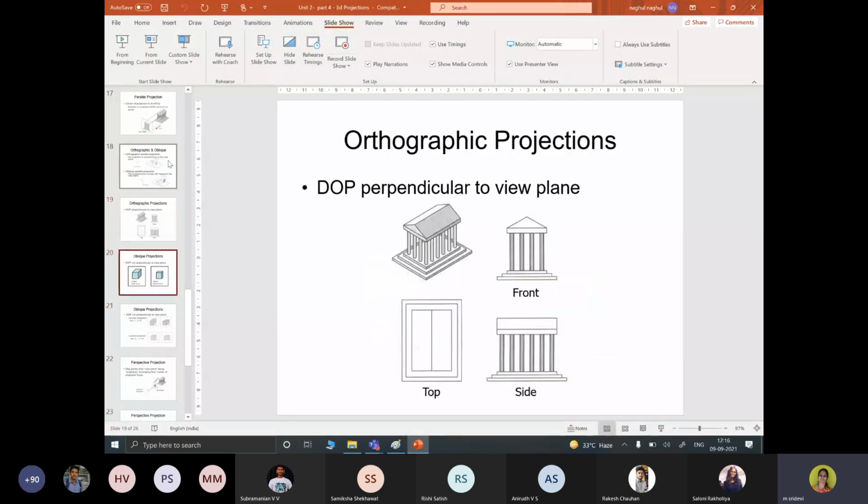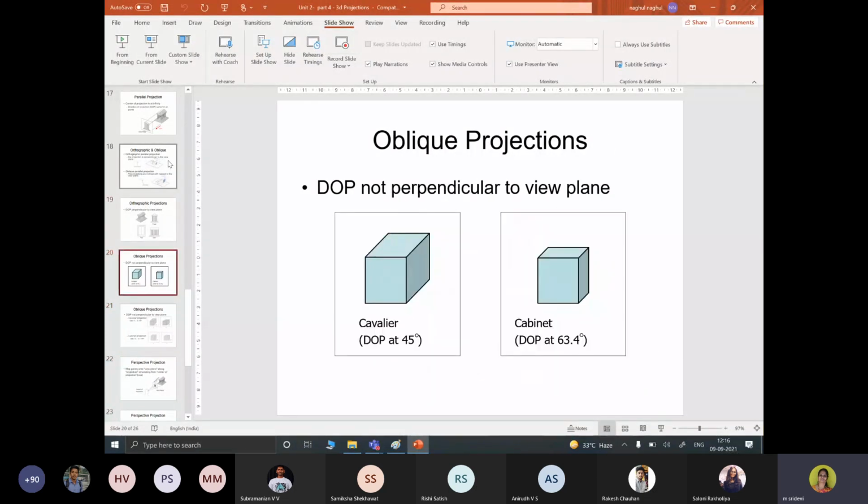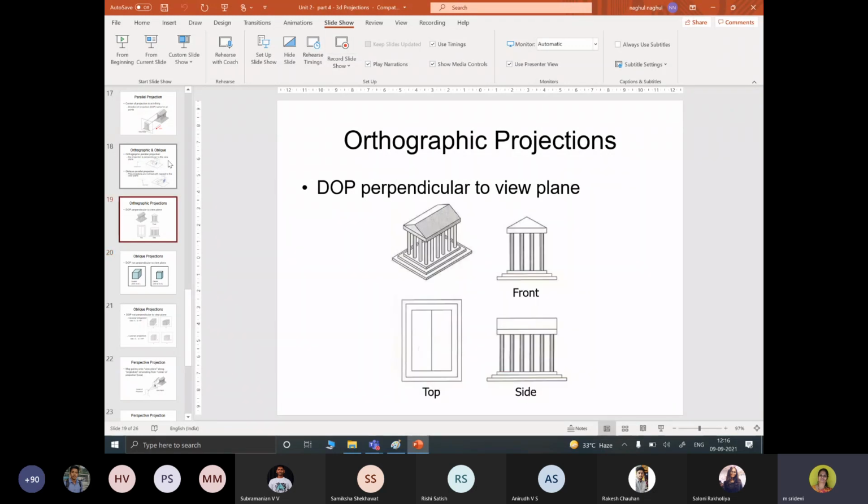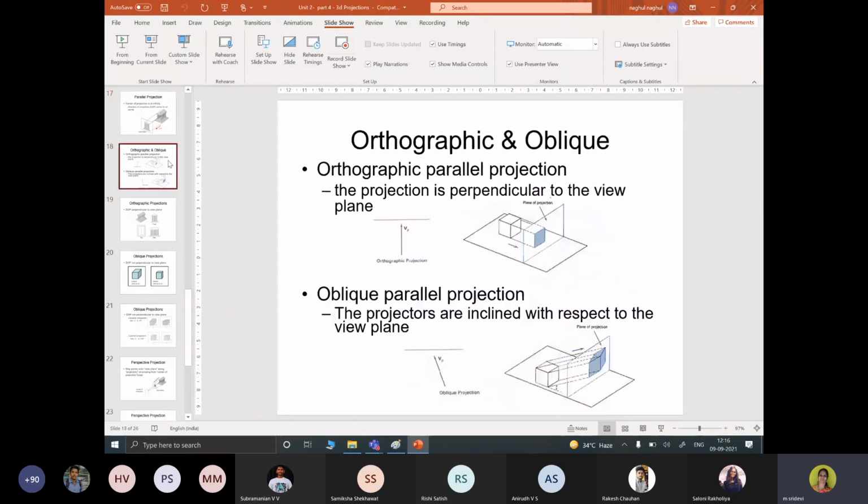And next is oblique projection. As we know, if the projection is perpendicular to the view plane, you call it an orthographic projection. If it is not perpendicular, and is inclined at some other angle, then you call that projection an oblique parallel projection. An example is shown here.